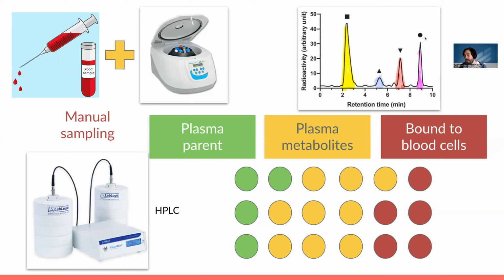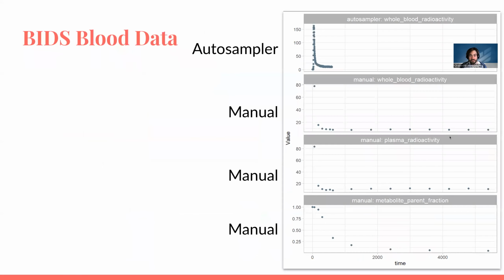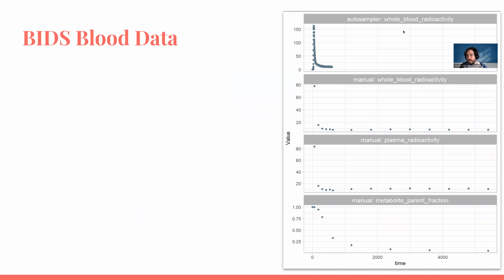So let's say this over here on the right is our target compound, our parent compound, and these three are daughter compounds that are the metabolites metabolized by the body. So when it comes to the BIDS data itself, we have various columns that we need to combine to form our final curve. So firstly, we have the autosampler whole blood radioactivity, the manual whole blood radioactivity, the manual plasma radioactivity, and the manual metabolite parent fraction.